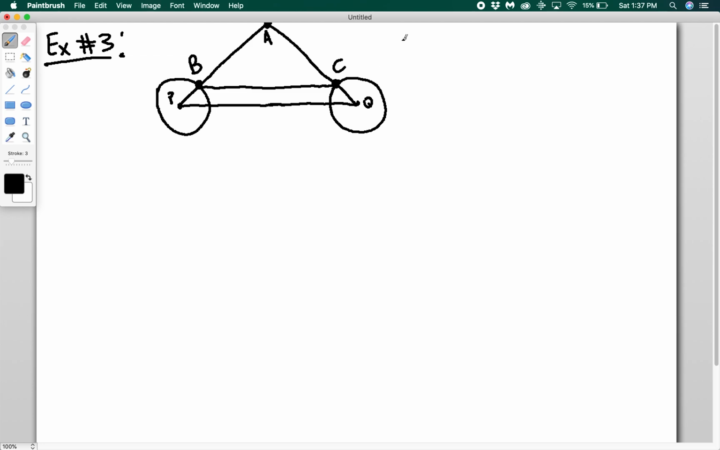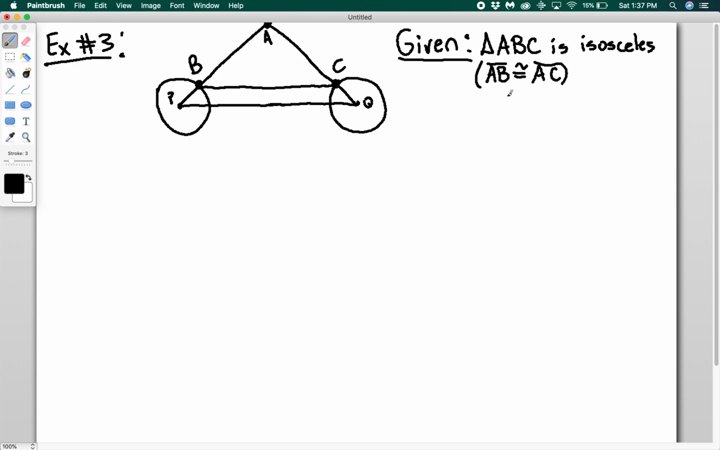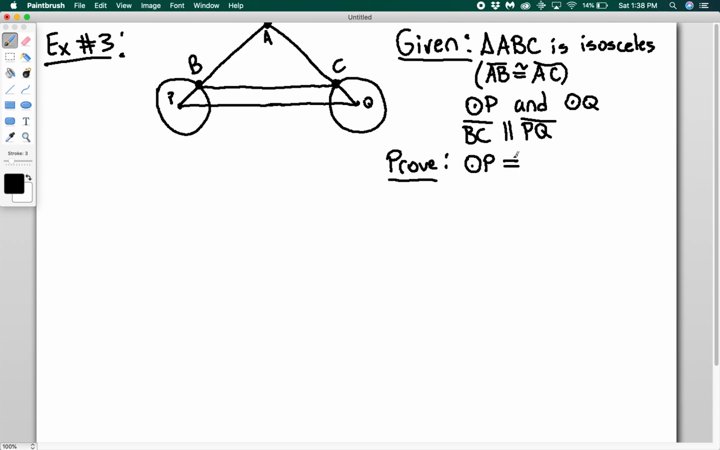Okay, so some stuff that's given in this problem, I'll give to you, is that triangle ABC is isosceles. So we're going to tell you that line segment AB, because it's isosceles, is congruent to line segment AC. Okay, it's an isosceles triangle. I'm going to tell you that there's a center of a circle at P, and the other circle is centered at Q. I'm going to tell you that line segment BC is parallel to, this is the symbol for parallel to, line segment PQ. Okay, so lots of givens. And we want to prove that circle P is congruent to circle Q.